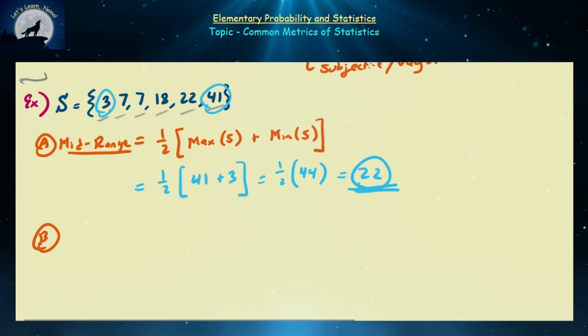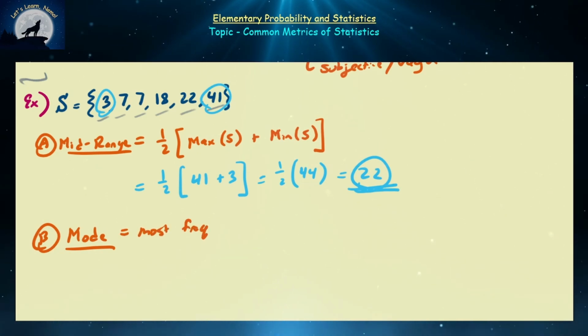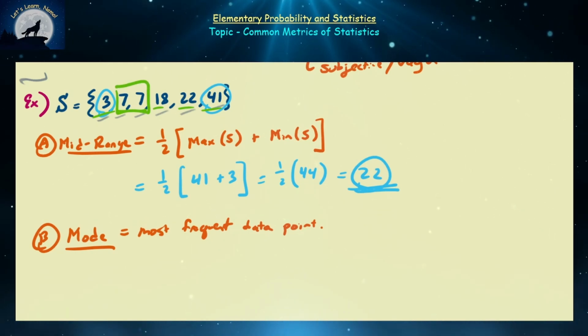The second measure of central tendency that some people will use is what is called the mode. The mode is going to be equal to the most frequent data point. So if we look here in our set, 3 repeats once, 7 repeats twice, and 18, 22, and 41 also repeat once. Since 7 has the highest frequency in our data set, then we say that 7 is the mode of our data set. So we will just simply write that the mode is equal to 7 for our example. Let's also stay consistent with the coloring.